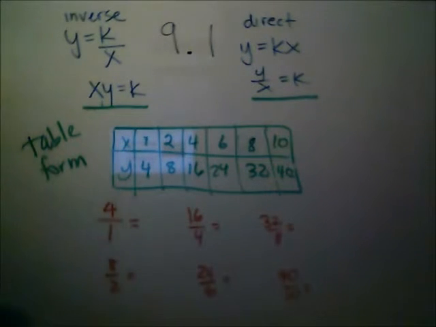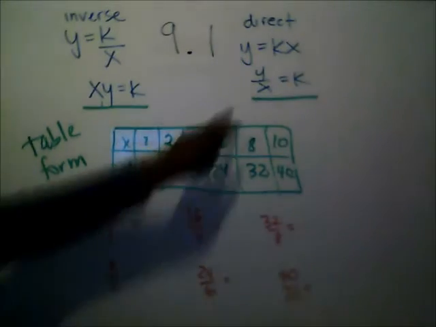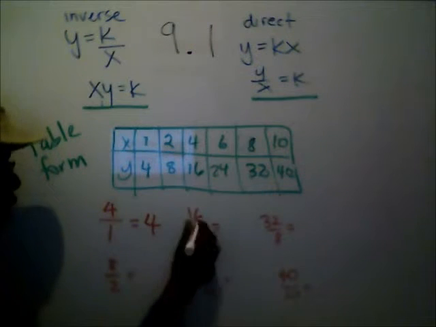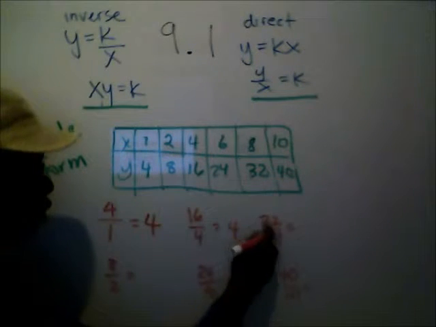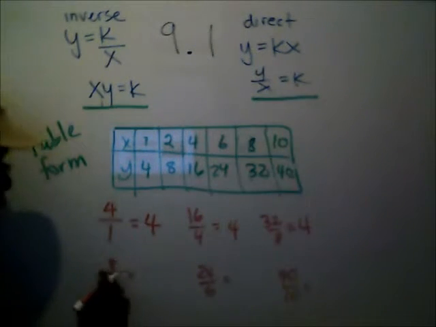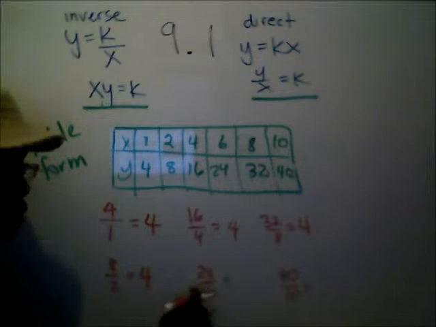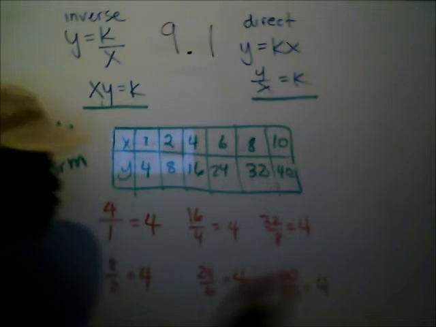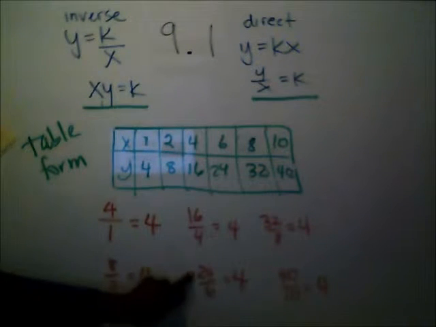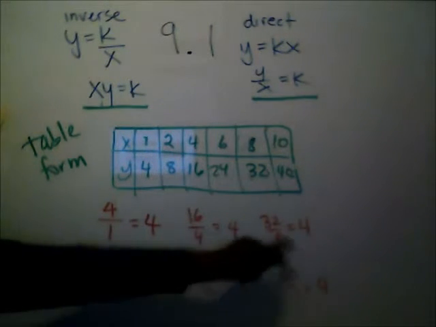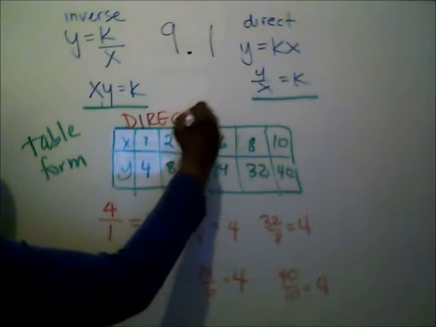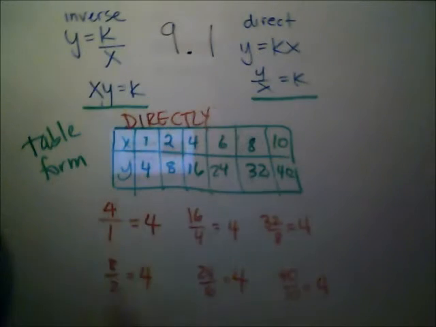What we're hoping for is when we do y divided by x, if we get the same number each time, then that means we're dealing with a direct relationship. Okay, so 4 divided by 1 is 4, 16 divided by 4 is also 4, 32 divided by 8 is 4, 8 divided by 2 is 4, 24 divided by 6 is 4, and 40 divided by 10 is also 4. So when we divide y divided by x, we get the same number each time. That would indicate that this is a direct relationship. So they're directly related. Okay?